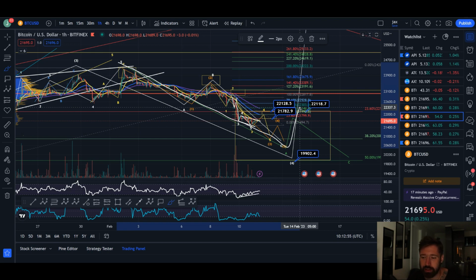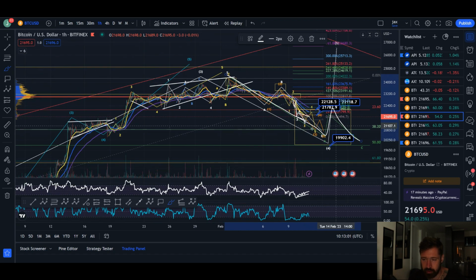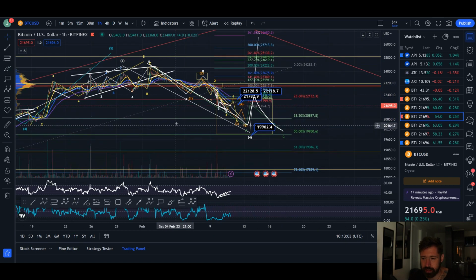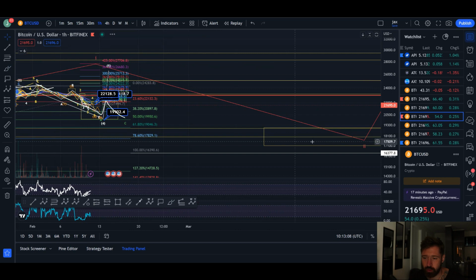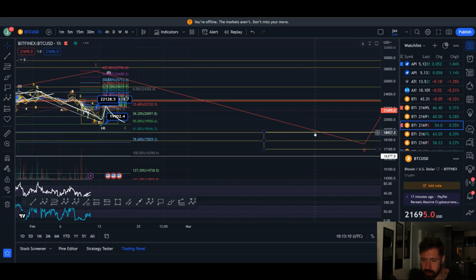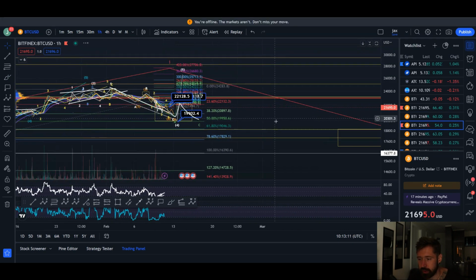And then you're going to come down in a wave C. Either it's going to be an ABC flat correction, or the other scenario that I'm looking at here is that you are going to come down in that wave 2, which would take you all the way down in between about 17K and about 19.1K.